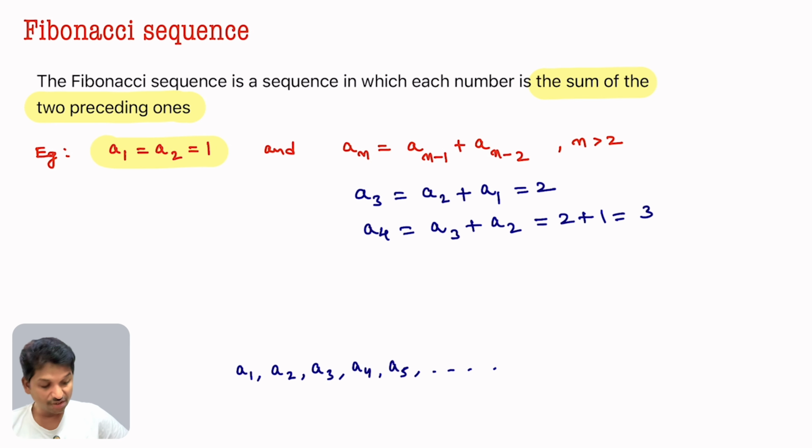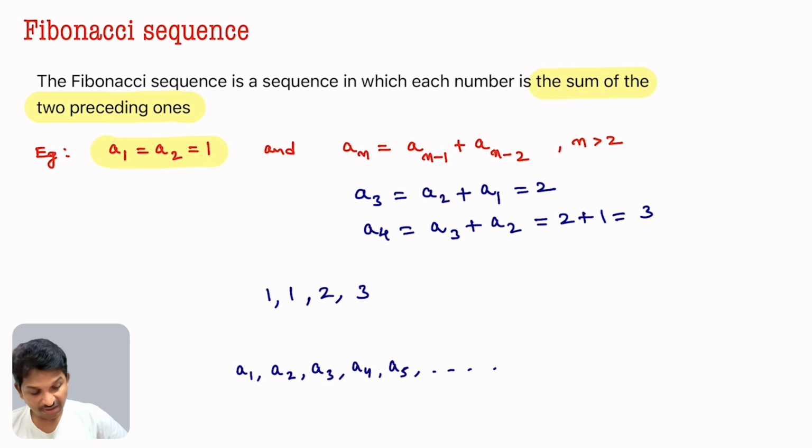Here onwards, no need to write further. You see here, the first term is 1, the second term is 1. Third term I calculated. What is the third term? The third term is 2. Fourth term is what? 3. You can observe here, from the third term onwards, this is the sum of two preceding terms. You see this one, this is the sum of these two.